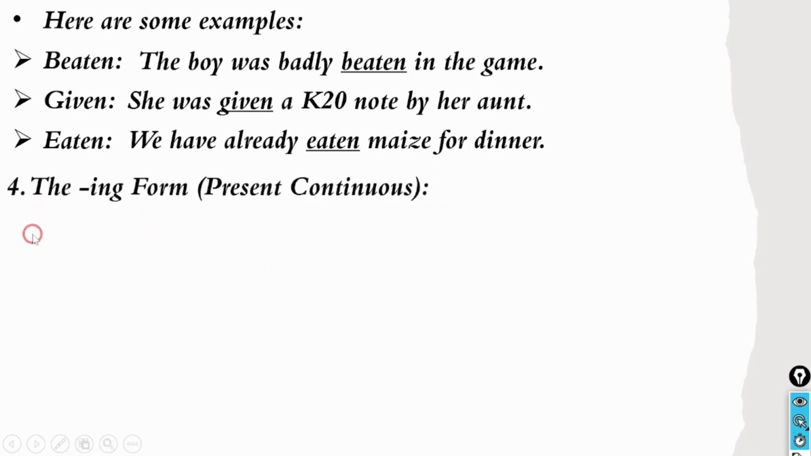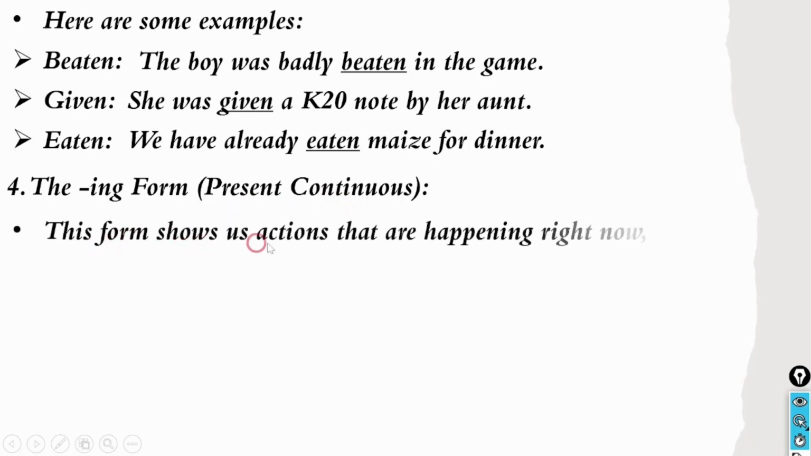So the fourth one is the ing form. This is another form in which a verb is presented, the ing form of the verb. This one is also the present continuous. This form shows us actions that are happening right now, in this moment.